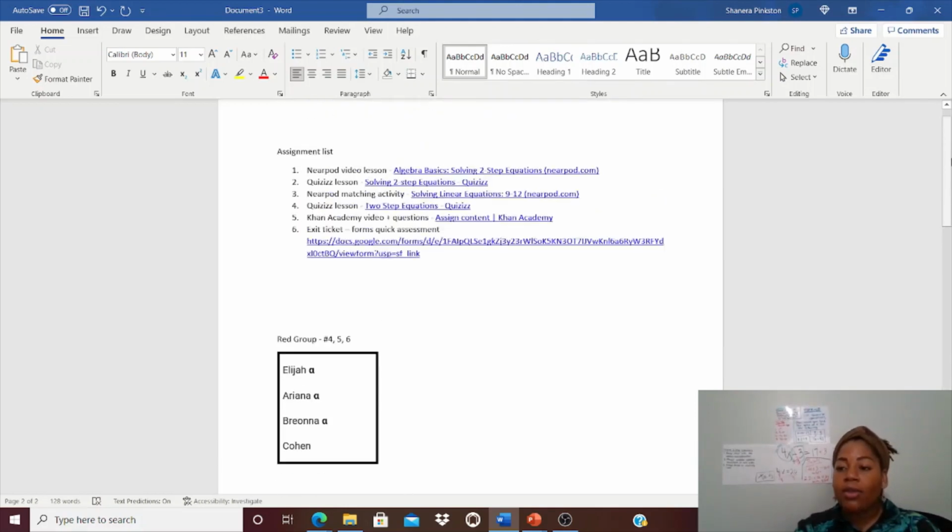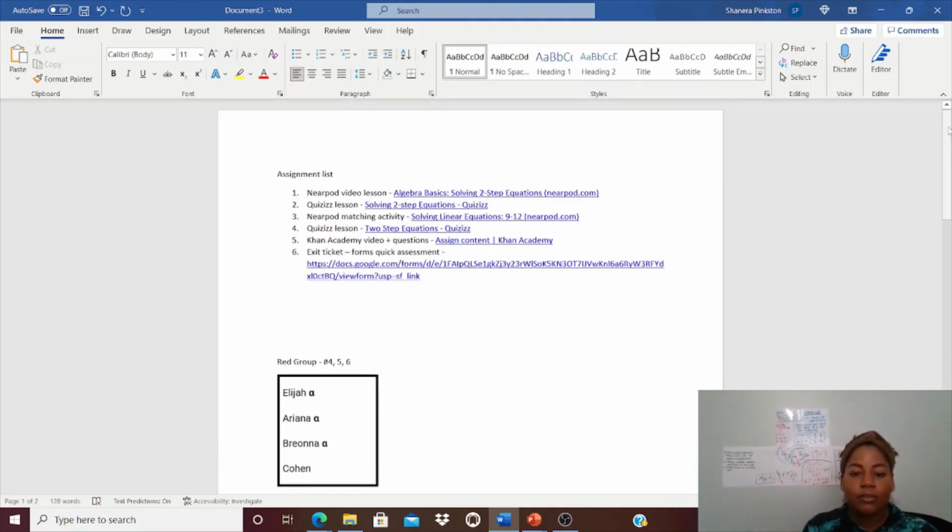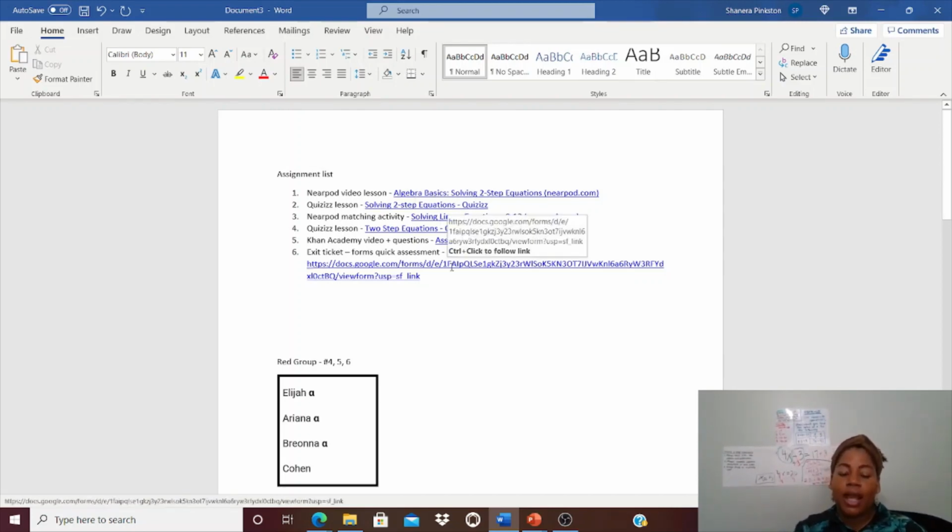Okay, now this document, I would have it somewhere for the students, maybe on Google Classroom, or maybe I would send it to them, just because I want them to be able to easily click on the links to get to exactly where the assignment is located.